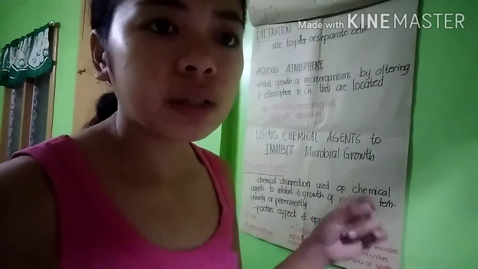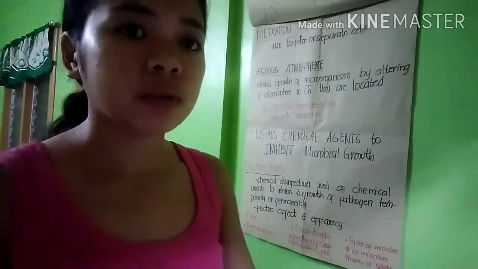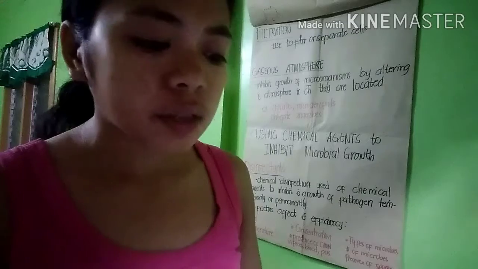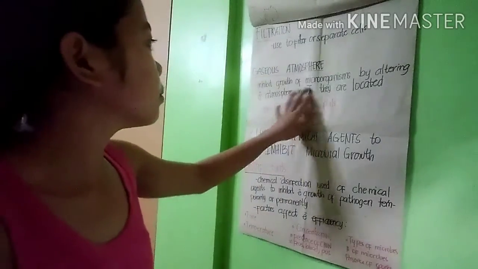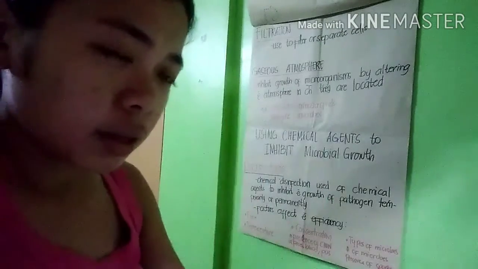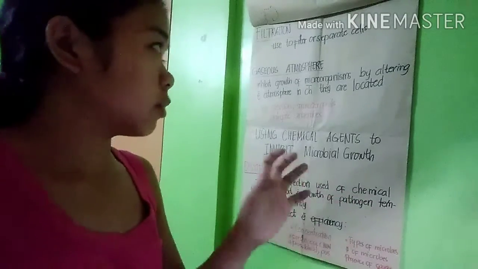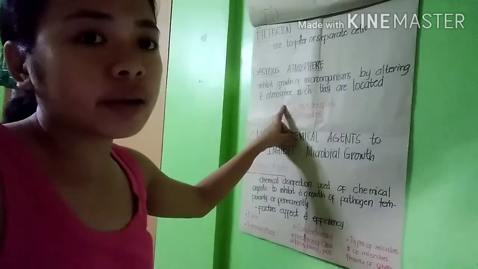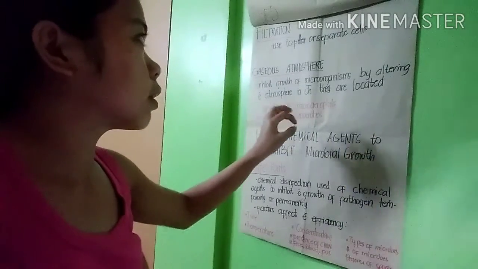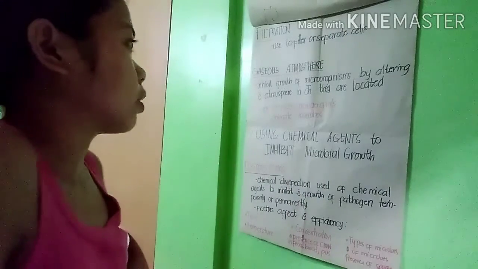The next is filtration. It is used to filter or separate cells. Next is the gaseous atmosphere. It inhibits the growth of microorganisms by altering the atmosphere in which they are located. The presence of gas is altered, for example for aerobic microorganisms, in order to kill that microorganism.